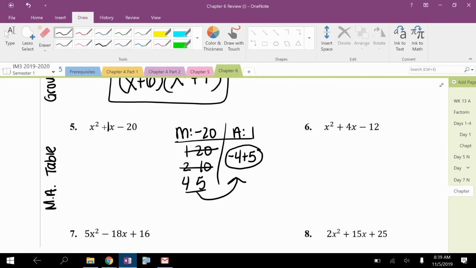Because A is 1, see that? A is 1. You can go right to the end. So I have x minus 4, x plus 5.